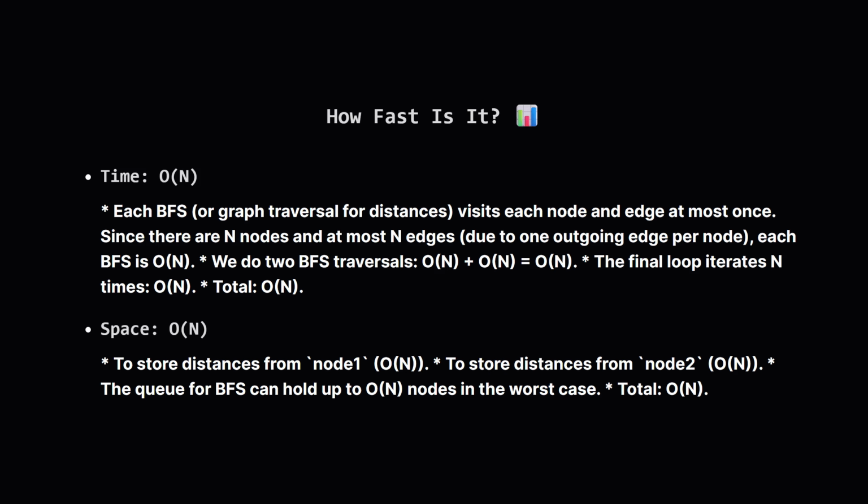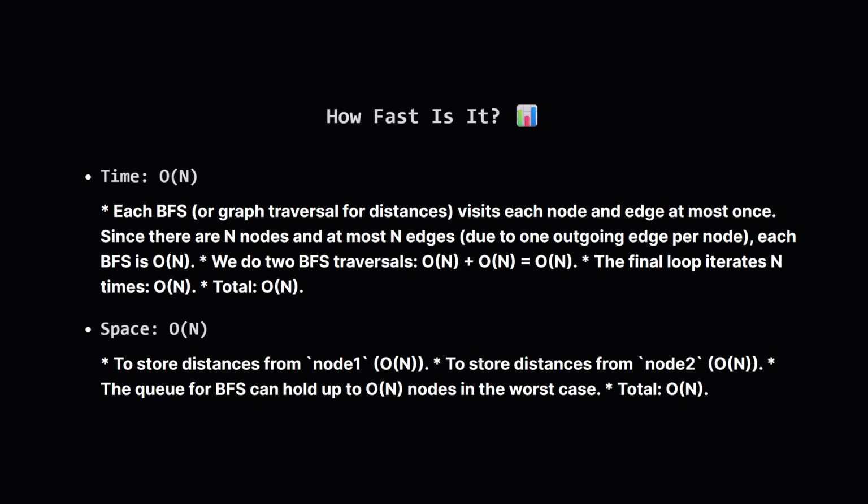So how efficient is this approach? Let's talk about time complexity. Our getDistances function, which uses BFS, will visit each node and each edge at most once. Since there are n nodes, and because each node has at most one outgoing edge, there are at most n edges, one BFS run takes roughly n operations. We do this twice, once for node 1 and once for node 2. So that's like 2 times n operations. Then, we have a loop that goes through all nodes to compare distances. That's another n operations. Adding it all up, the total time is proportional to n, which we call big O of n, or order n. This is pretty good.